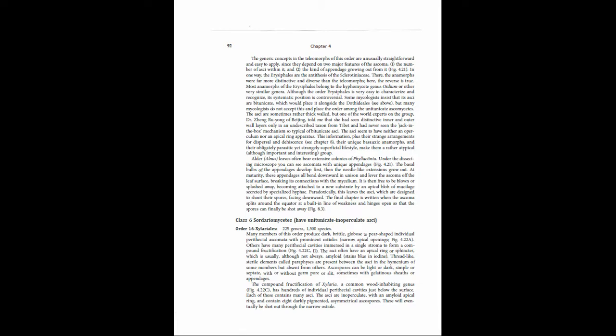Alder, Alnus, leaves often bear extensive colonies of Phyllactinia. Under the dissecting microscope you can see ascomata with unique appendages, Fig 4.21. The basal bulbs of the appendages develop first, then the needle-like extensions grow out. At maturity, these appendages all bend downward in unison and lever the ascoma off the leaf surface, breaking its connections with the mycelium. It is then free to be blown or splashed away, becoming attached to a new substrate by an apical blob of mucilage secreted by specialized hyphae.